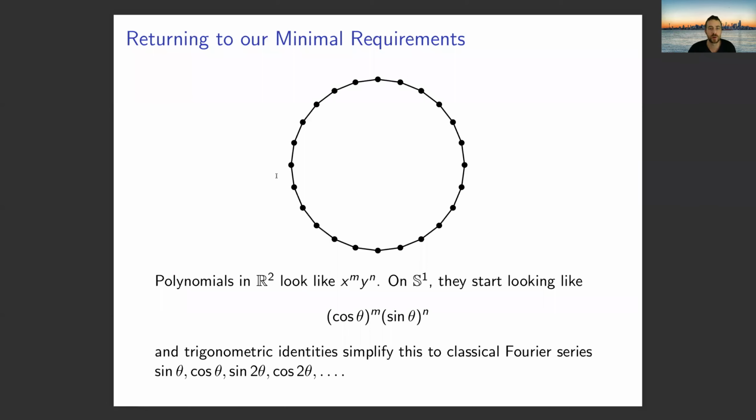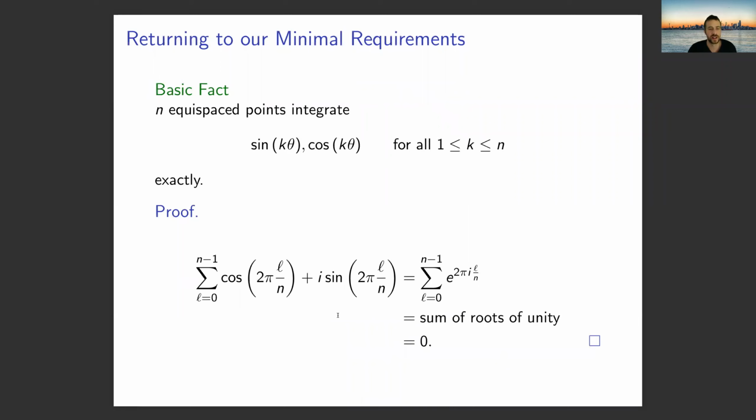So let's go back to our minimal requirements and check it, right? If you take the harmonic polynomials on R2 and you do some math, you realize it's just a classic Fourier series. And of course, there's this elementary fact that keeps popping up again and again, which is that equispaced points integrate sines and cosines perfectly, meaning they give you 0 when you evaluate at equispaced points, up to a suitable frequency. At some point, of course, it starts failing. But the frequency is exactly the number of points, or one less. Maybe there should be n minus one, but okay.